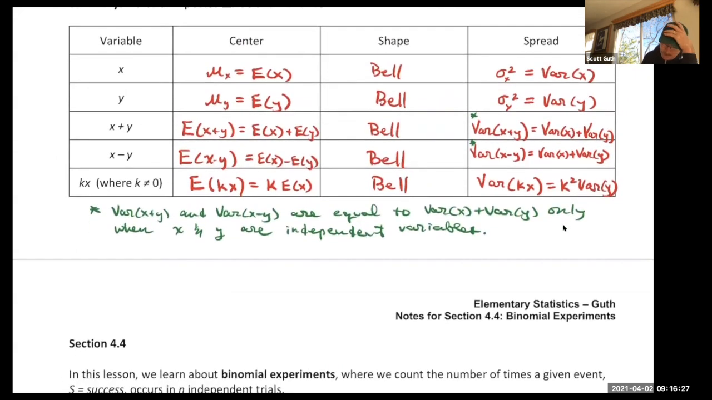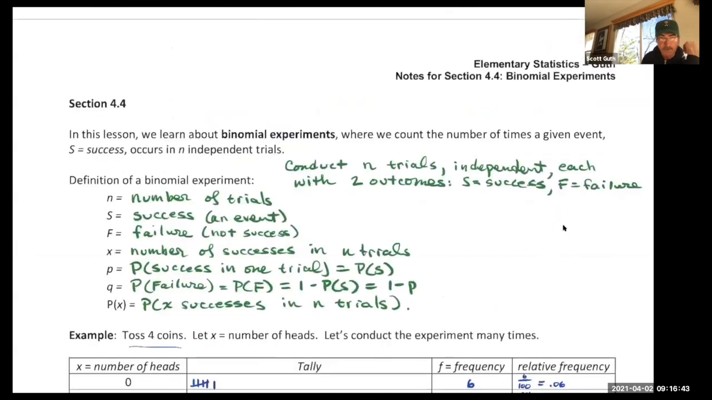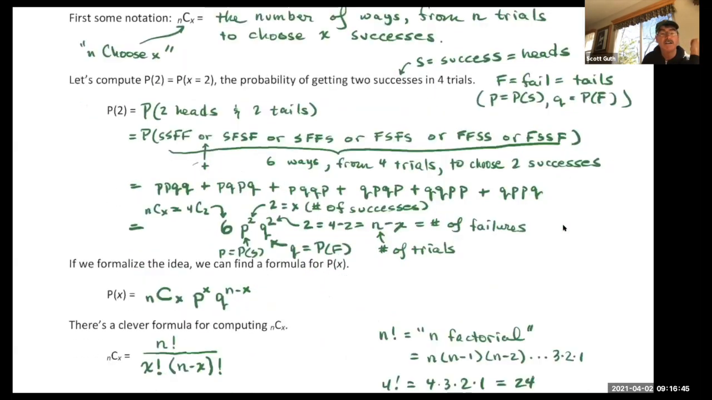Okay, we have a property that says if you look at the mean of the sum of 2 variables, that's the sum of the means. So when this says expected value of X plus Y, that's the expected value of the first one plus the expected value of the second one. We're going to use that to do the mean for when you do a bunch of trials.